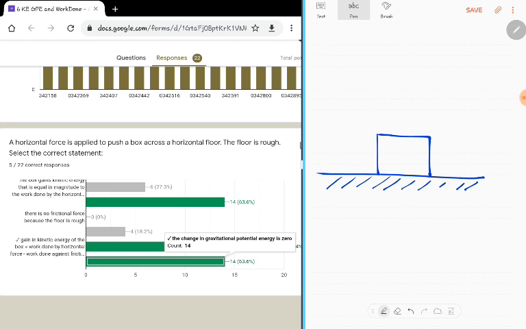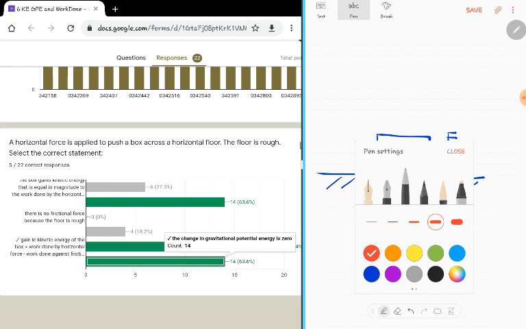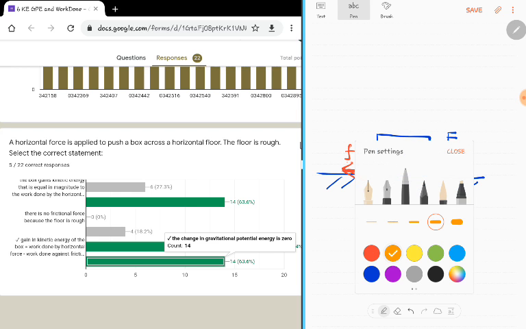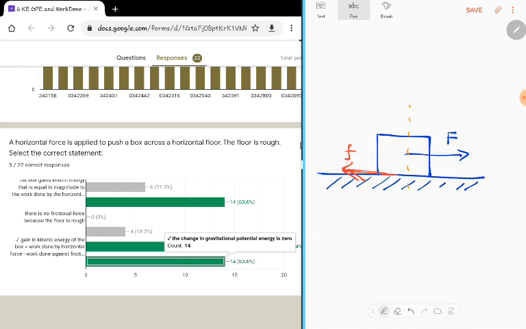So according to the question, there should be a force pushing this box in such a direction, and therefore friction will of course be in the opposite direction between the floor and the box. Okay, let's label it F. So say that this box has been moved for a distance of D. That represents the displacement to the right hand side, which is in the direction of the force.